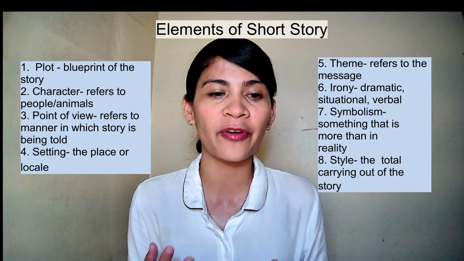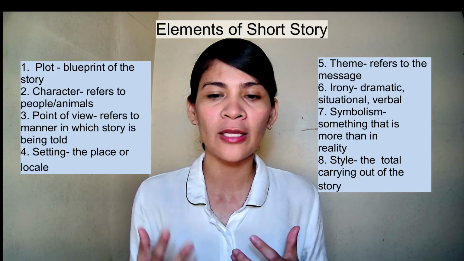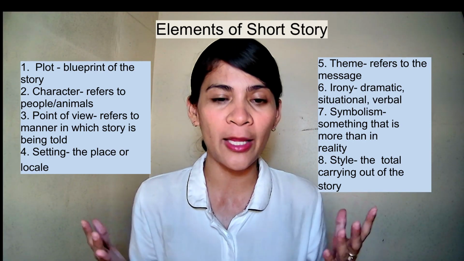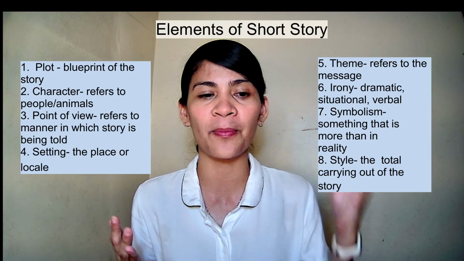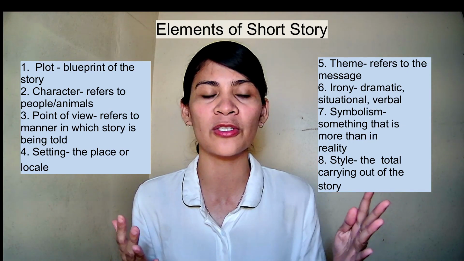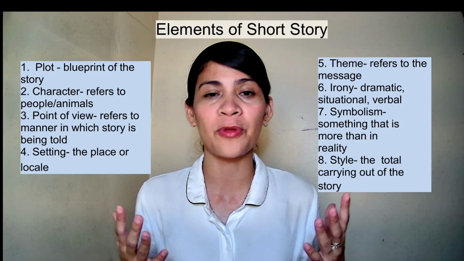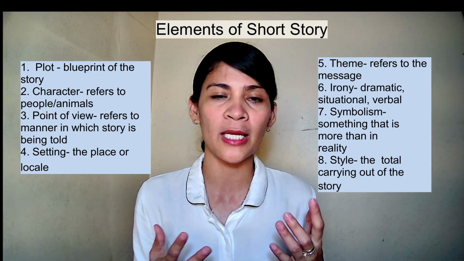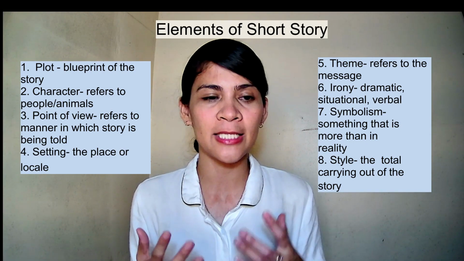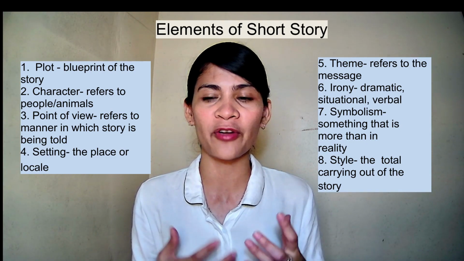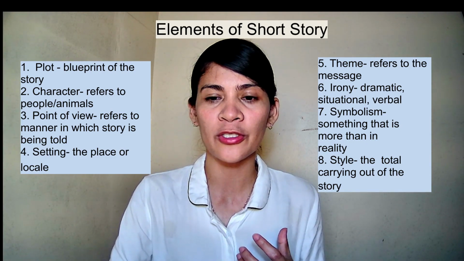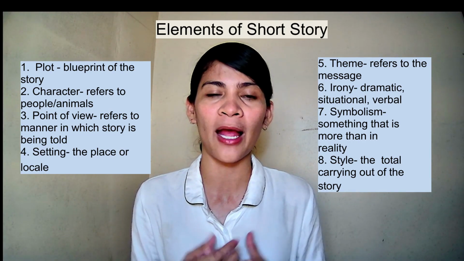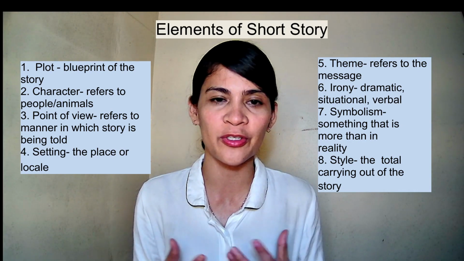The number eight element of the short story is the style. It may also refer to the total carrying out of the short story. Taking all other elements like the character, the plot, the theme, the setting into consideration, we can come up with a style. Therefore, the short story has eight elements. If you are trying to create a short story, you should follow these eight elements to have a beautiful and meaningful short story.